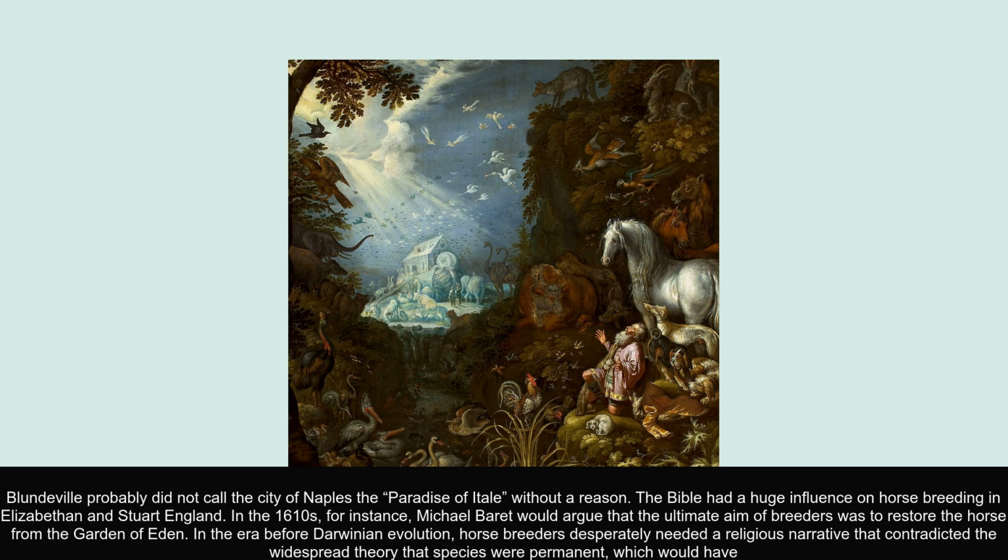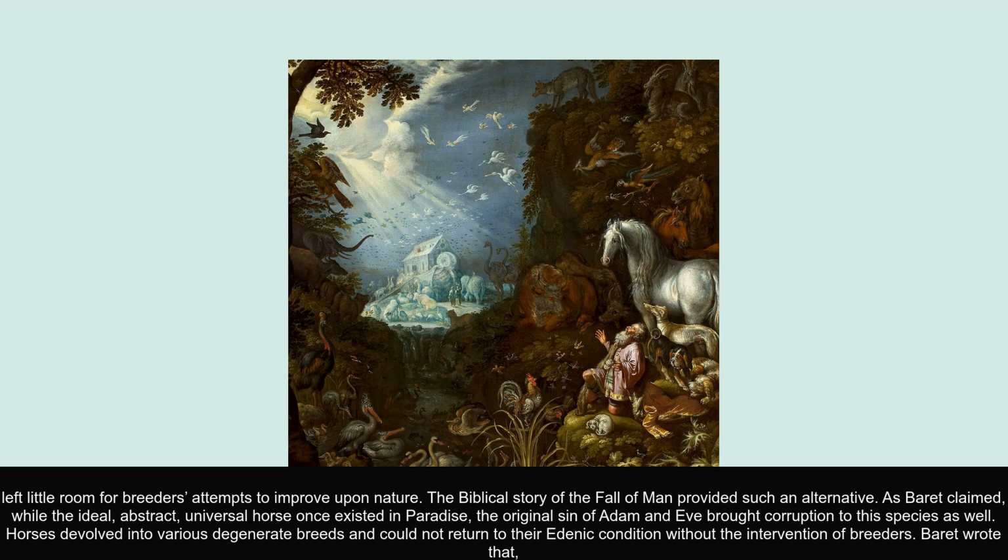In the era before Darwinian evolution, horse breeders desperately needed a religious narrative that contradicted the widespread theory that species were permanent, which would have left little room for breeders' attempts to improve upon nature. The biblical story of the fall of man provided such an alternative.